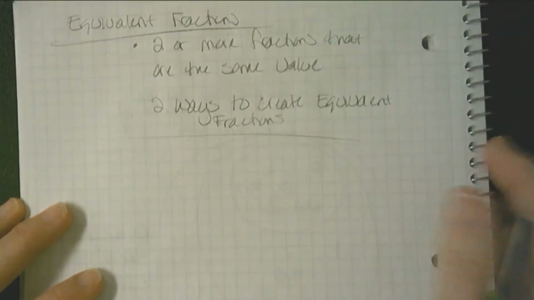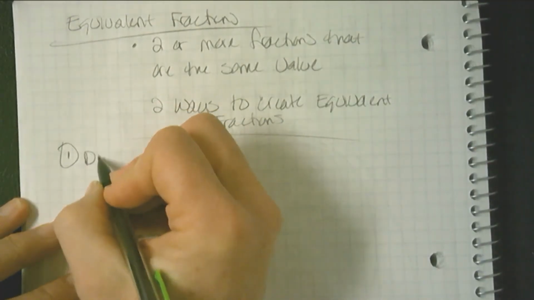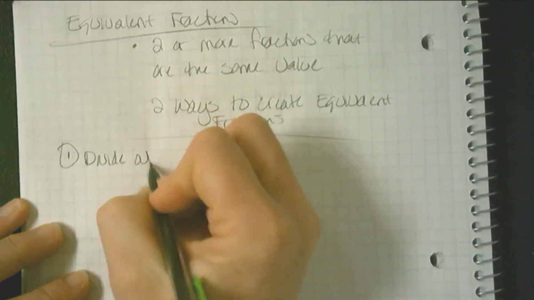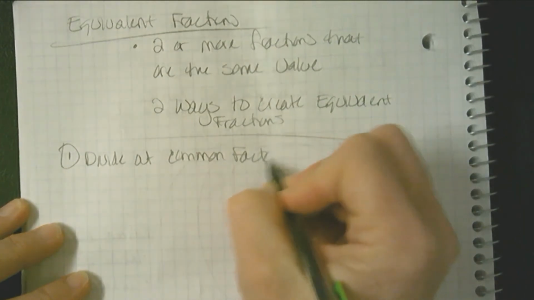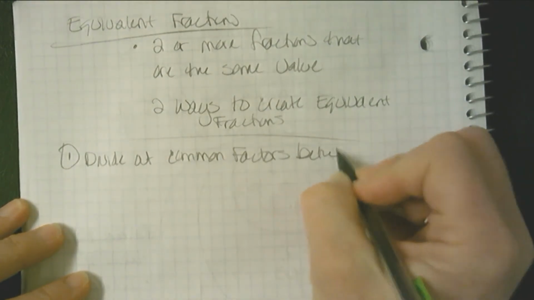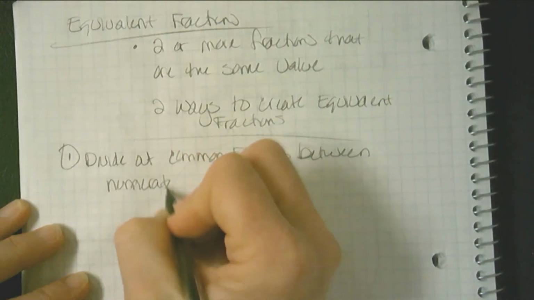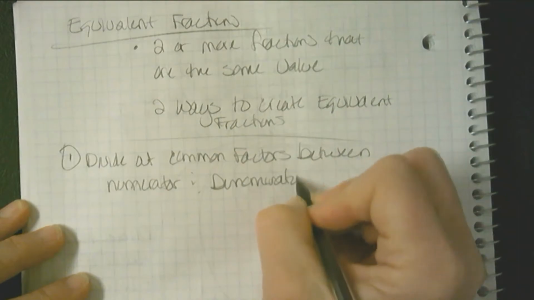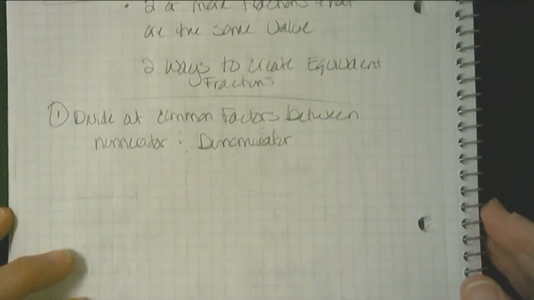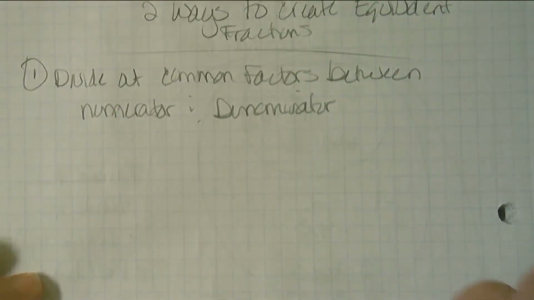There are two ways to create equivalent fractions. The first way is to divide out common factors between numerator and denominator. So one way we could do it is to divide out common factors between a numerator and a denominator.